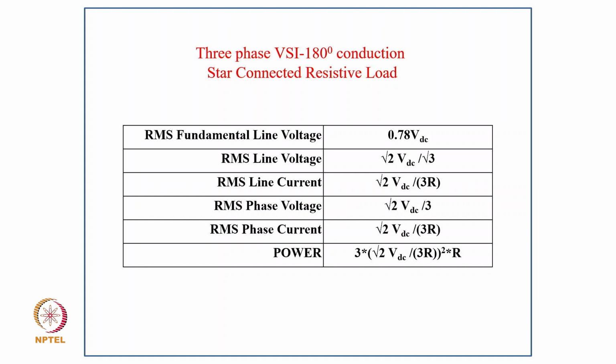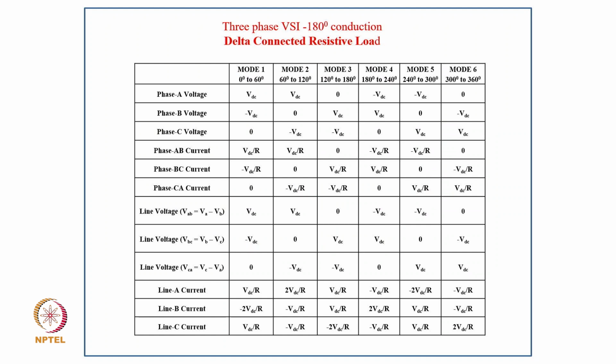As a summary, for three phase VSI 180 degree conduction star connected resistive load, RMS line voltage is 0.78 VDC, that is root 3 VDC by root 3. RMS line current is root 2 VDC upon 3R, RMS phase voltage is root 2 VDC upon R, RMS phase current is root 2 VDC upon 3R, and power is 3 into root 2 VDC by 3R square into R.